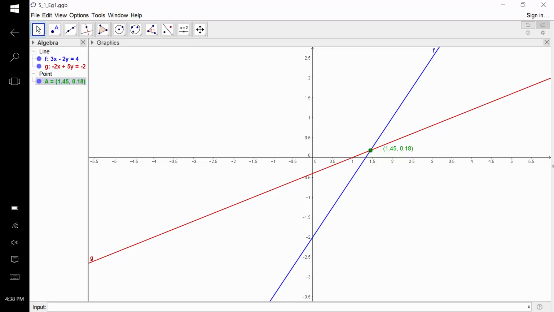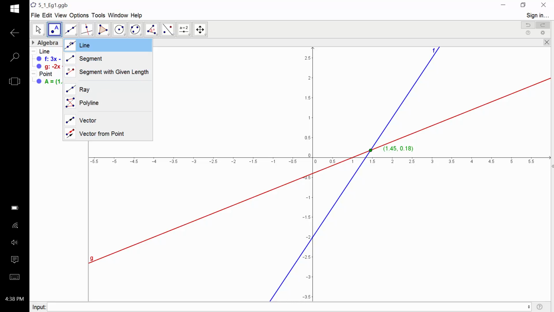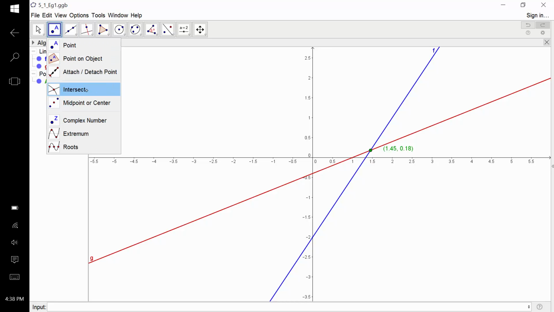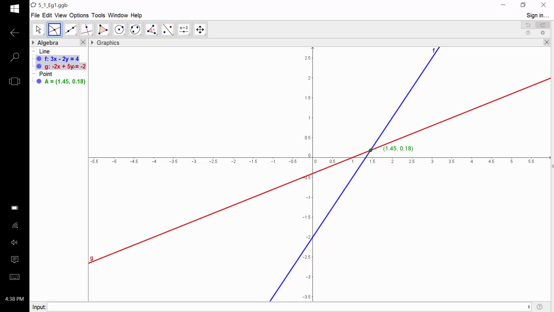This software, by the way, is called GeoGebra, and it will do things like intersections for you, right? I can say, you know what, I want the point of intersection between this line and that line, and it'll do that for me. Of course, I already did it once, so I don't need to do it again. Okay. So we get that point.